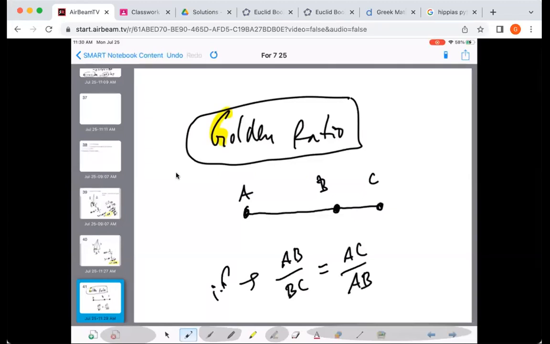AB over BC is something bigger than 1 because AB is bigger than BC. AC over AB is also bigger than 1 because AC is the whole line segment. But usually it's not true that AB over BC equals AC over AB. That's generally not true. But if it is true, then we say that B is the golden section, the spot that makes that true.